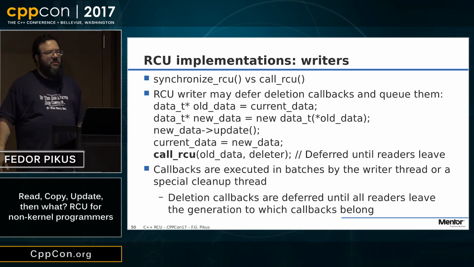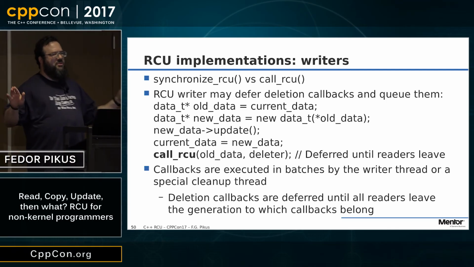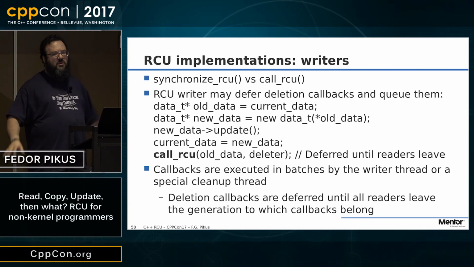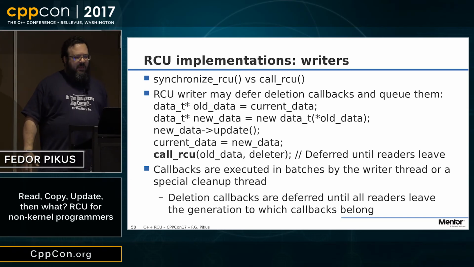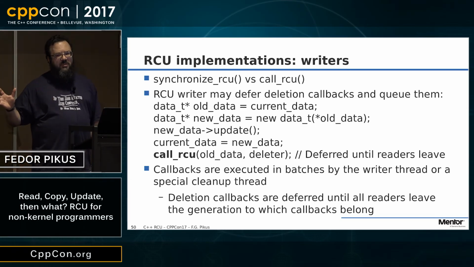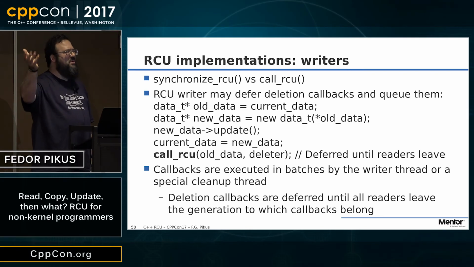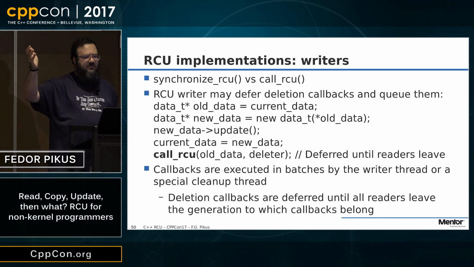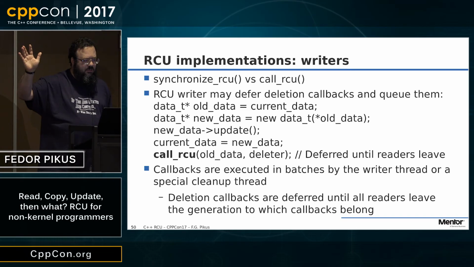Some of the interesting things you can do on the writers. The big distinction between RCU implementations, if you read about them, is with deferred deletion and without. A very generic RCU implementation would have a callback, basically. This is how you delete this piece of data when you get to it. You enqueue this callback, so it's deferred, and when it's safe to do it, it gets called.